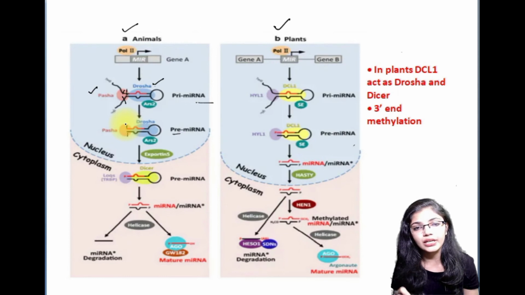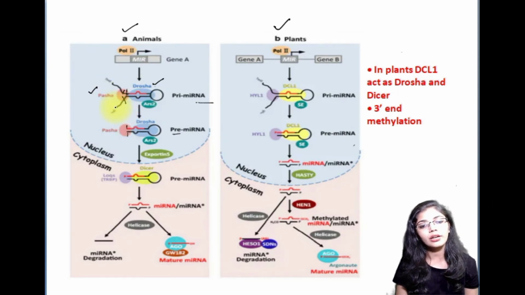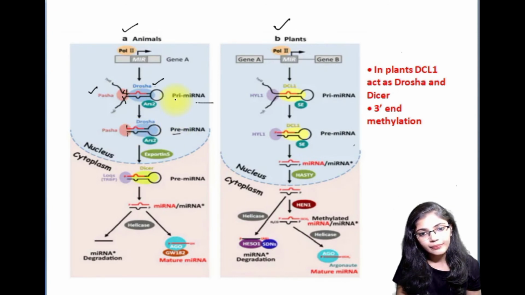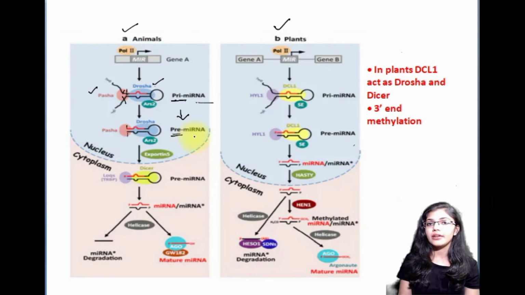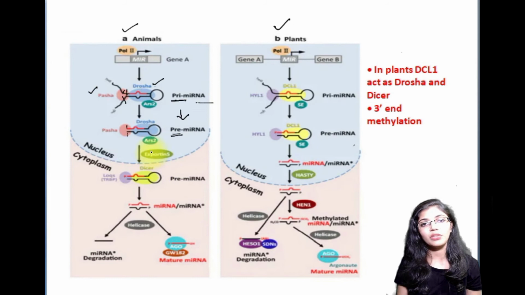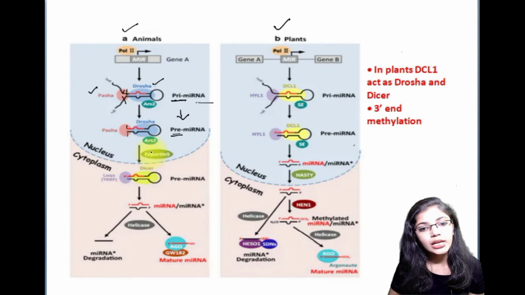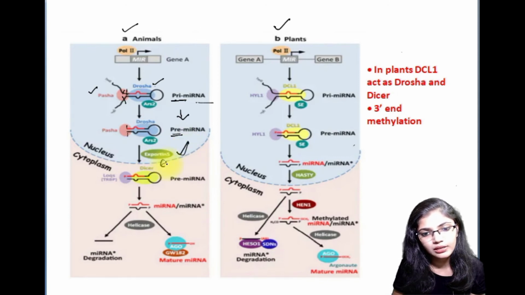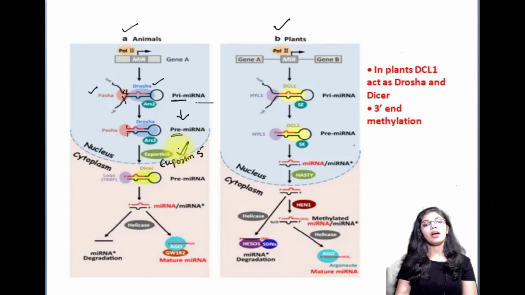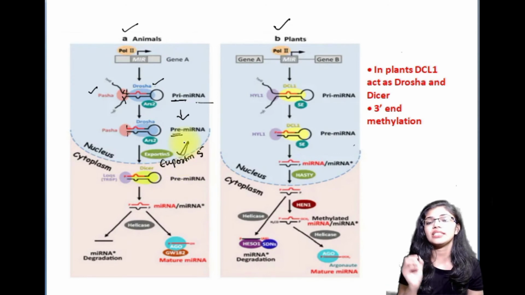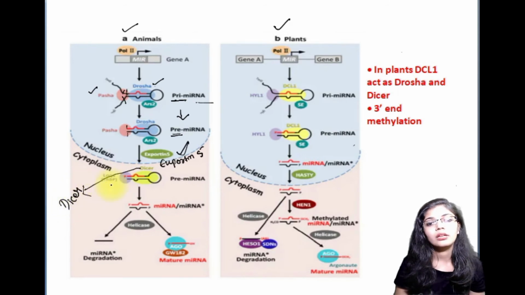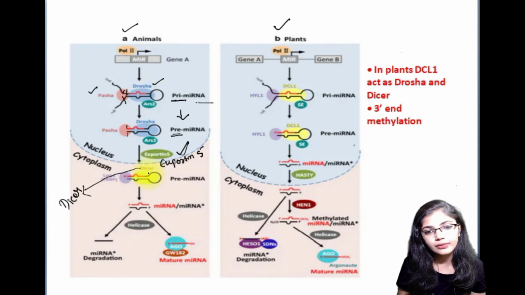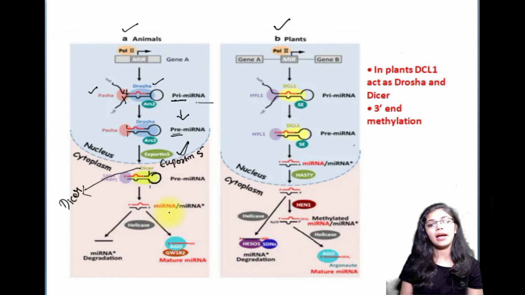Okay. After the processing is done, after this region is cut, this pri-miRNA is converted into pre-miRNA. This pre-miRNA is now transported into the cytoplasm from the nucleus, and for the transport process to be done, it needs exportin 5. After it is transported into the cytoplasm, there is another enzyme known as dicer. Here it is, I am writing here, dicer. This dicer is responsible for cleaving this loop-like structure, due to which it will form the miRNA duplex.